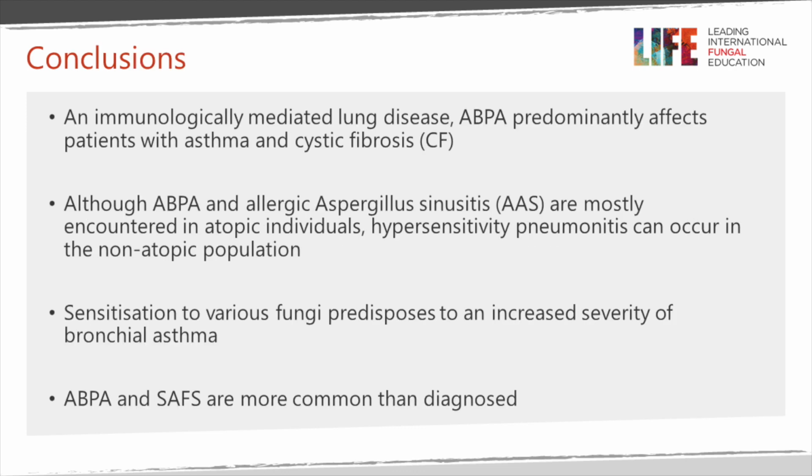So ABPA is predominantly the patient reacting badly to the Aspergillus. They have to have asthma or cystic fibrosis. Usually the patient will be atopic, though occasionally you can get a hypersensitivity pneumonitis in somebody who hasn't got an atopic feature. And it's probable that both ABPA and SAFs are significantly underdiagnosed, and we as radiologists can be very helpful in at least suggesting this possibility.